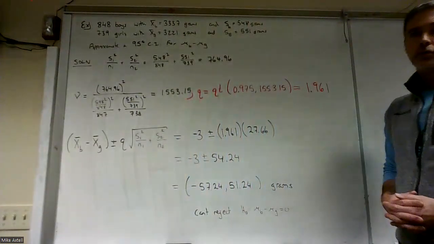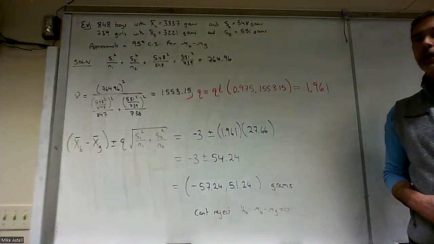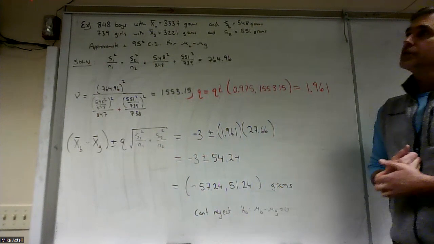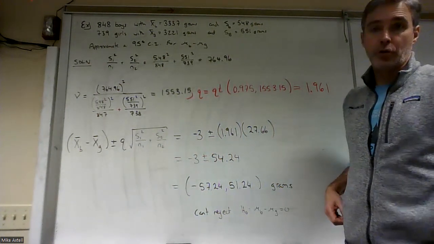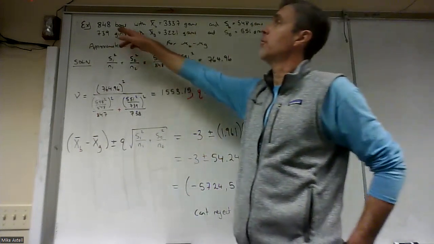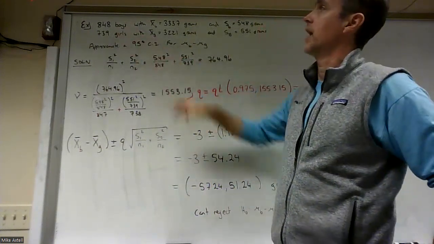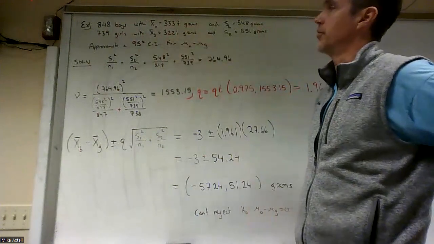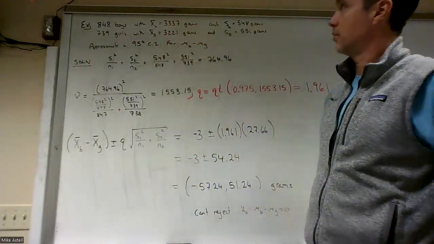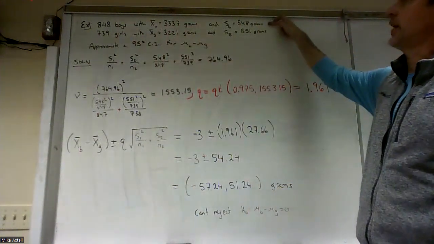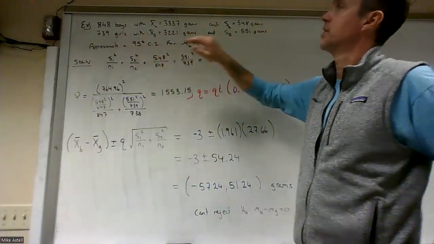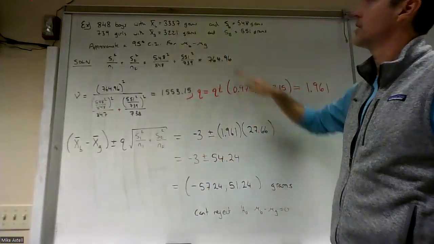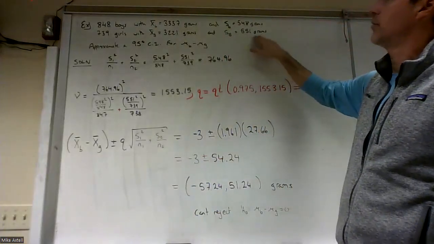All right, so pause, copy, play. So we could imagine this is back to the North Carolina baby birth weight data set. I've got 848 boys in my data set, and their sample birth weight is 3,337 grams, and their sample deviation is 548 grams. I've got 739 girls with sample birth weight 3221 grams and sample deviation 551 grams.